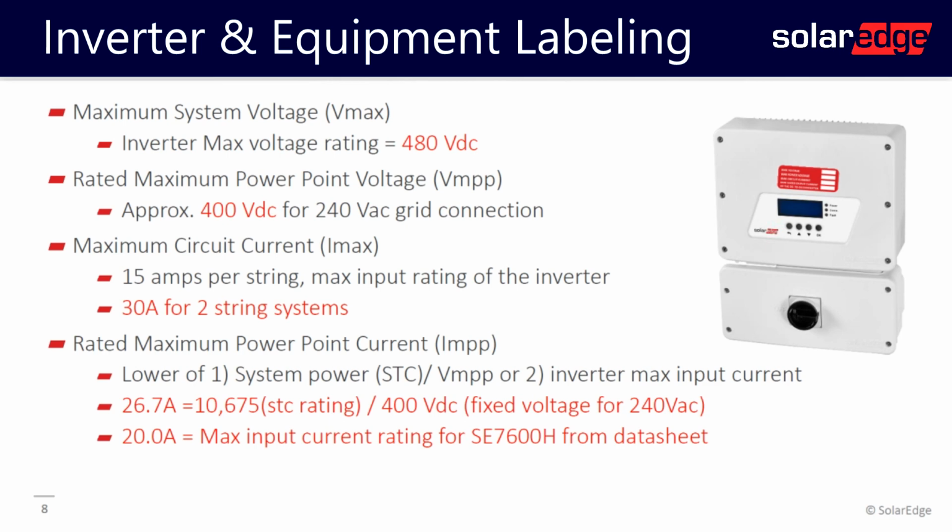Then we do our lookup, and our lookup says for the 7.6 HD wave inverter, we have a maximum input current rating of 20 amps. We choose the lower of the 2 values, and we put 20 on our label. The inverter will current limit the system and never exceed 20 amps.